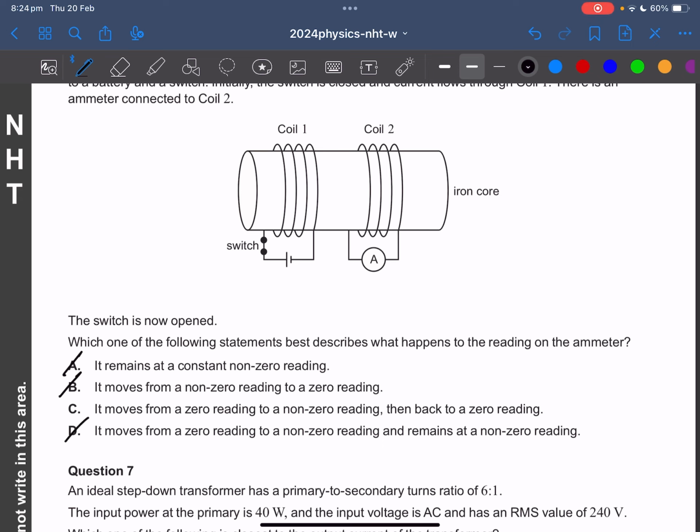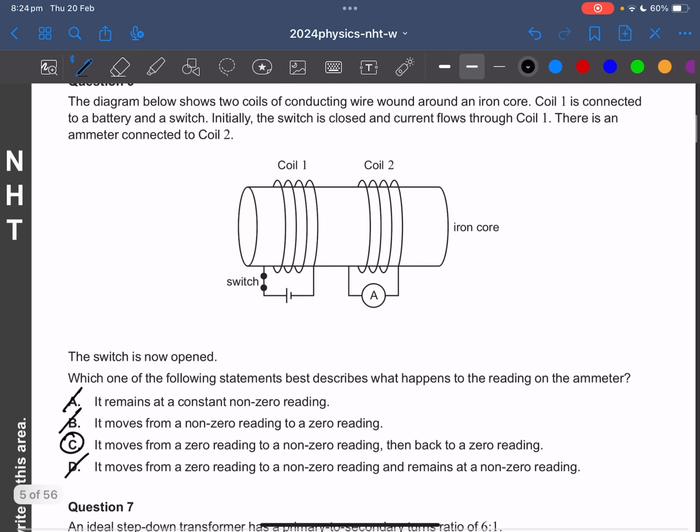No. Answer C is going to be the one, because we have to consider the change in flux. Now, the switch is closed, so the current is flowing, the flux is constant. As soon as the switch is opened, there's going to be a change in magnetic flux, so it's going to show some reading, and then it's going to go back to zero because the change in flux stops. So yeah, that's the answer. Hopefully that made sense. Okay.